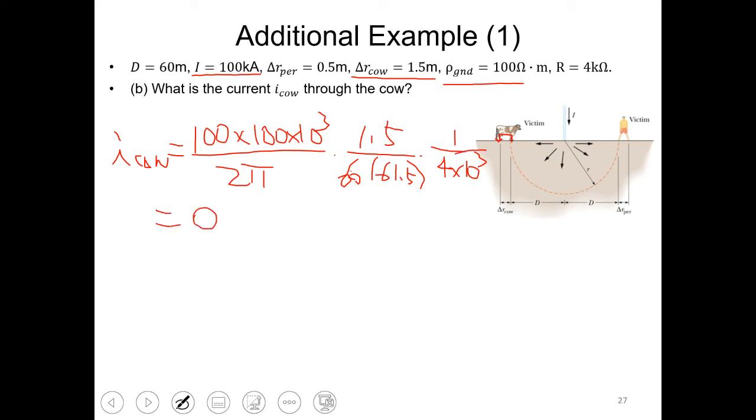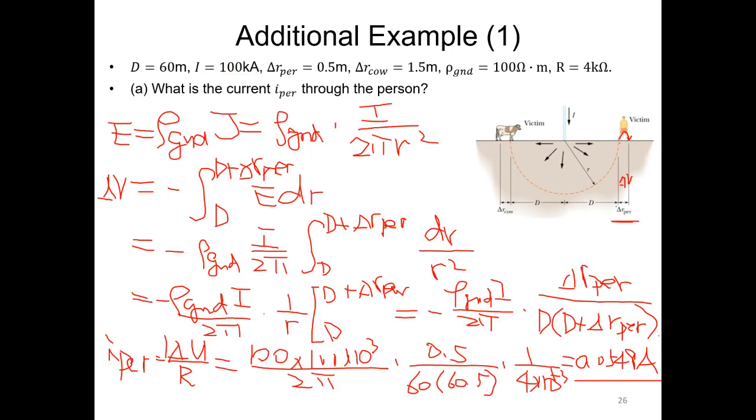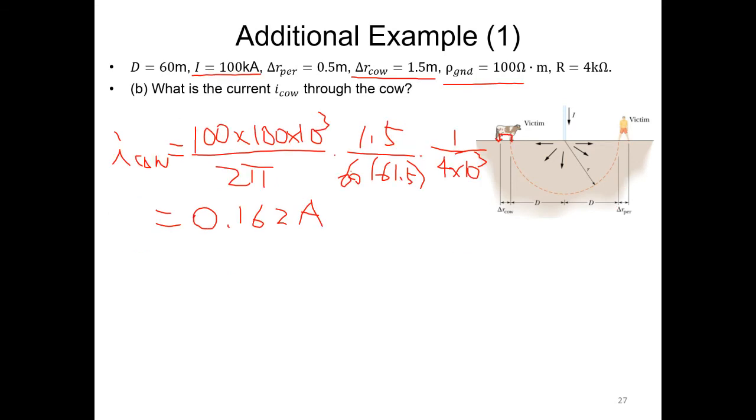So the current is larger, 0.1628. So compared with the guy who is lucky enough, 0.05, this is 3 times larger. Which means that's why I just told you, if it is standing like this, then it will be better. Then the voltage across its feet will be smaller.